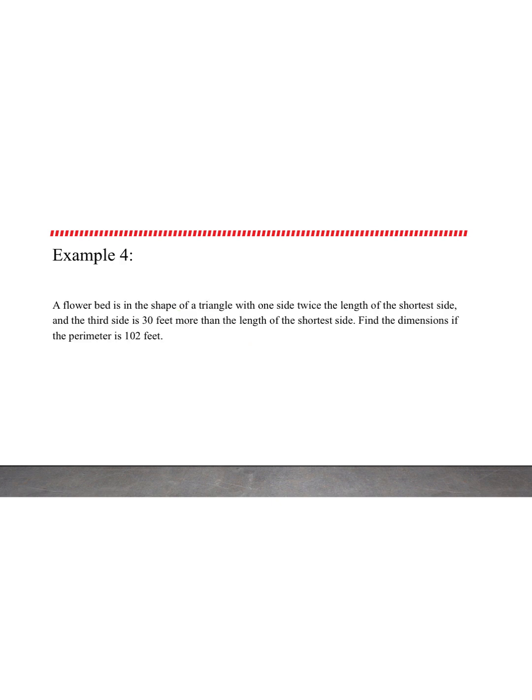Example 4. A flower bed is in the shape of a triangle with one side twice the length of the shortest side, and the third side is 30 feet more than the length of the shortest side. Find the dimensions if the perimeter is 102 feet.